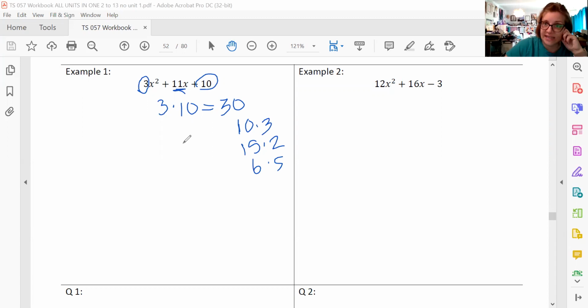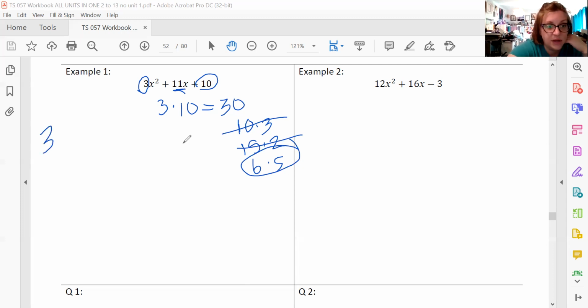So now I'm going to look at these and I'm going to think to myself, is there anything here that when I add or subtract them, they're going to equal 11? Okay, so 10 and 3. If I add those, I get 13. If I subtract them, I get 7. 10 minus 3 is 7. So I know it's not that one. How about 15 and 2? 15 plus 2 gives me 17. 15 minus 2 gives me 13. It's not that one. But look at the 6 and the 5. 6 plus 5 gives me 11, right? So I know that these are my dudes, okay?